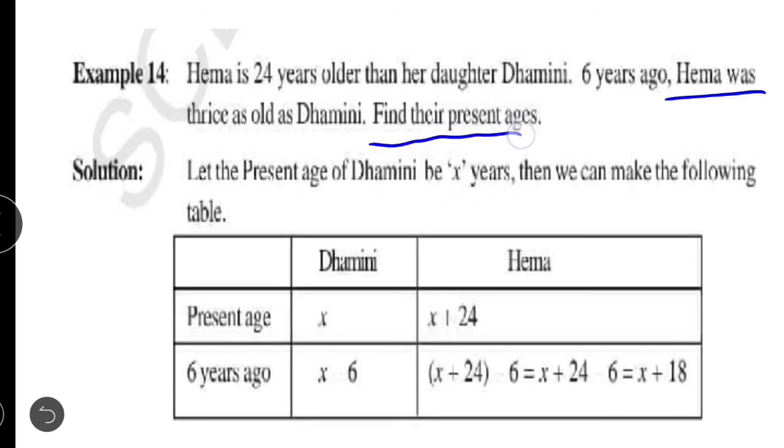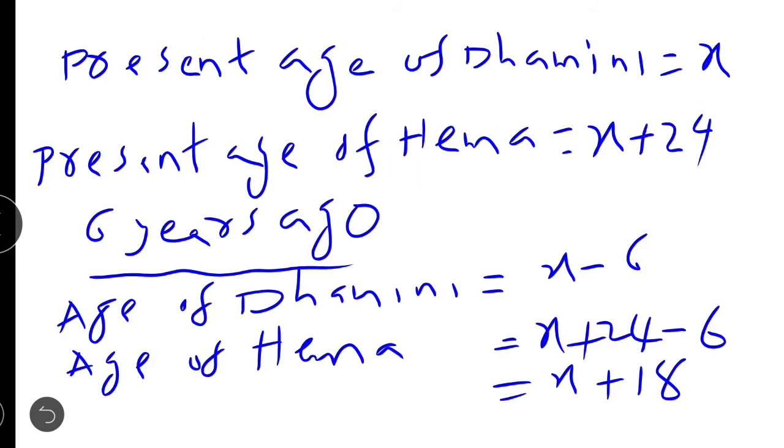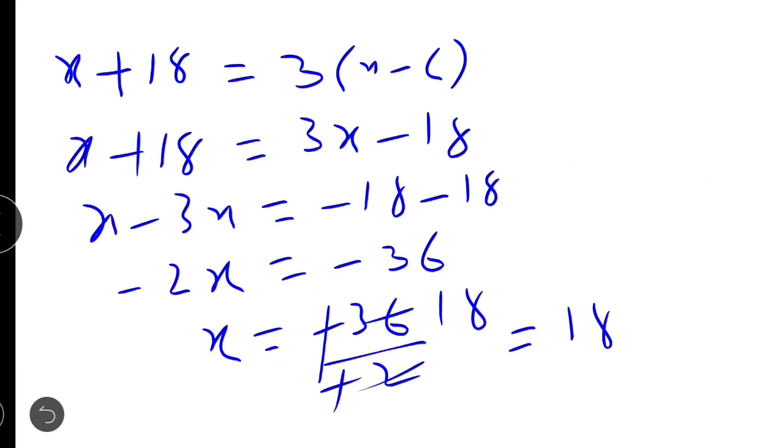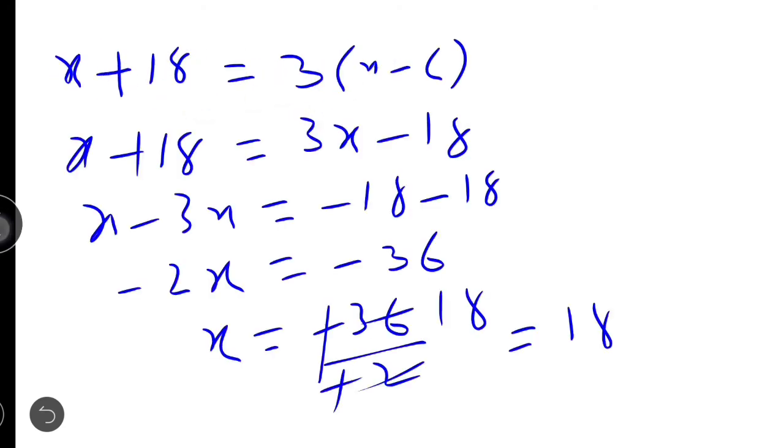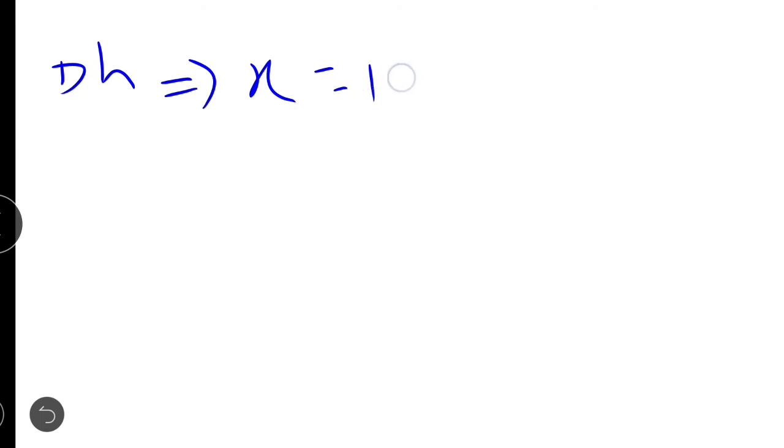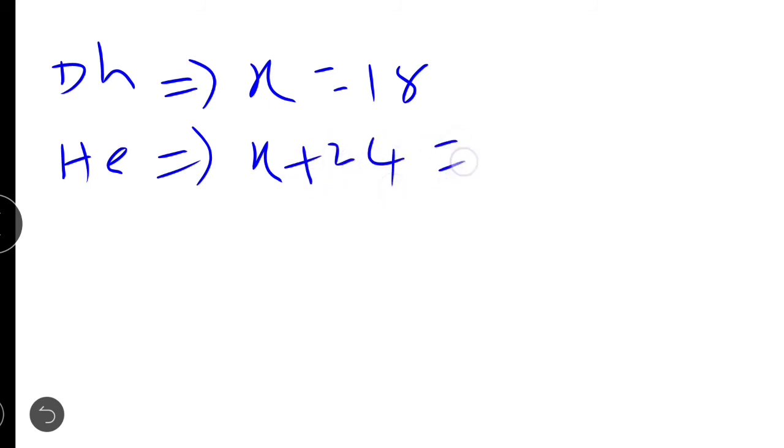The question is asking to find their present ages. Here, x is the present age of Dhamini and x plus 24 is the present age of Hema. So Dhamini's present age is x, it is equals to, what is the x value we got? 18 years. And Hema's present age is x plus 24. So x value how much? 18 plus 24. 8 plus 4 is 12, 1 carry, 42 years.